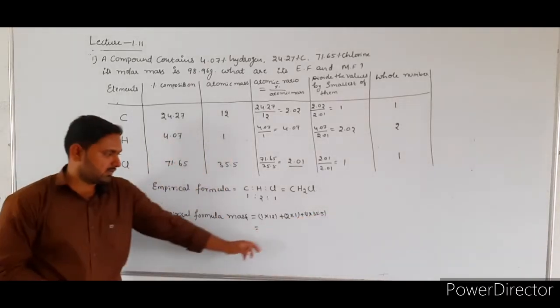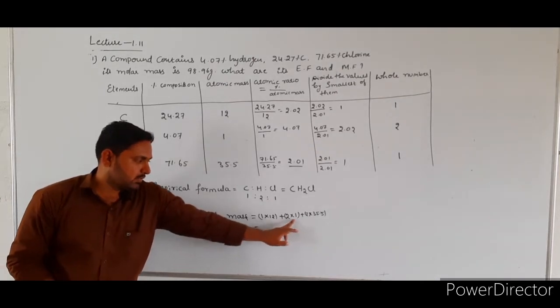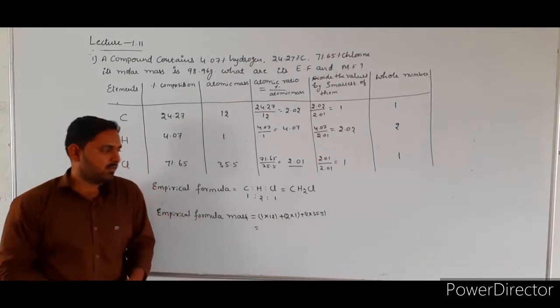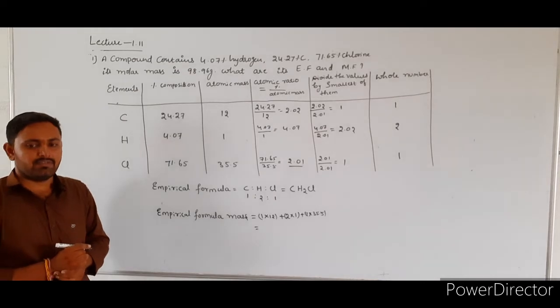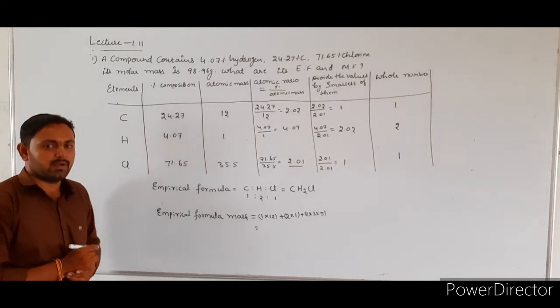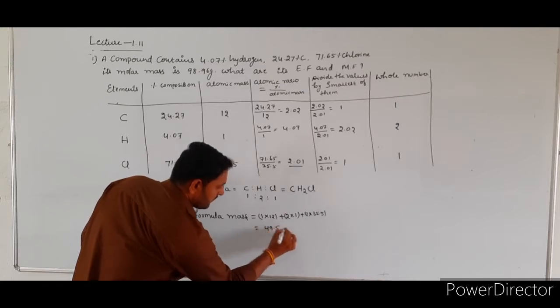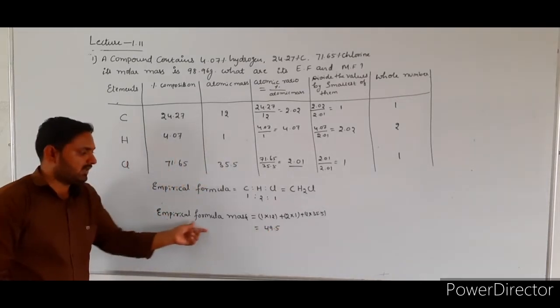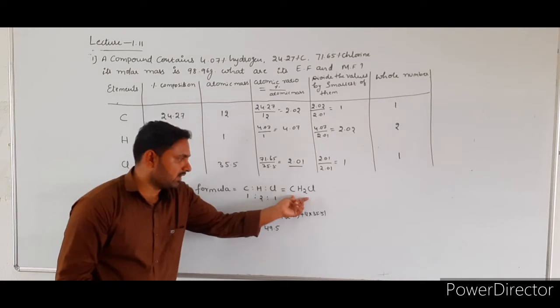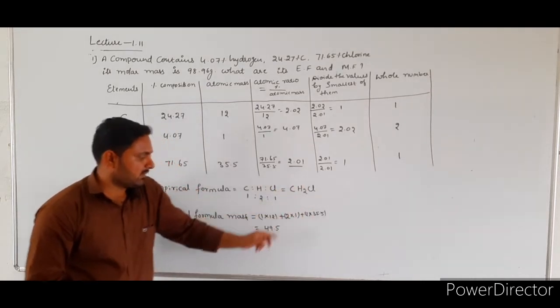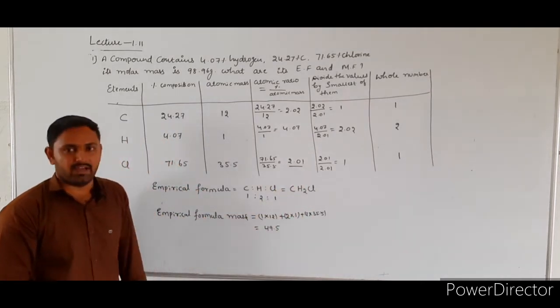Now calculate this one. 12 times 1 is 12. 2 times 1 is 2. 12 plus 2 is 14. 14 plus 35.5, how much? 49.5. The empirical formula mass is 49.5. The mass of this empirical formula is 49.5.